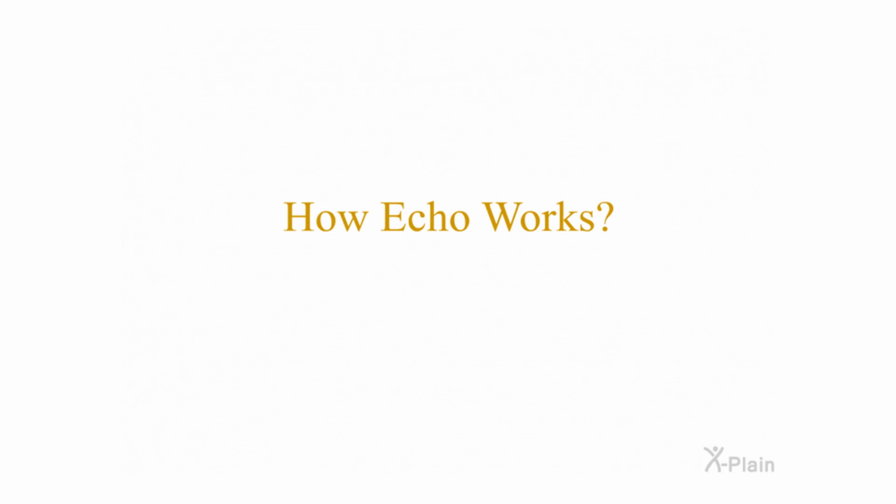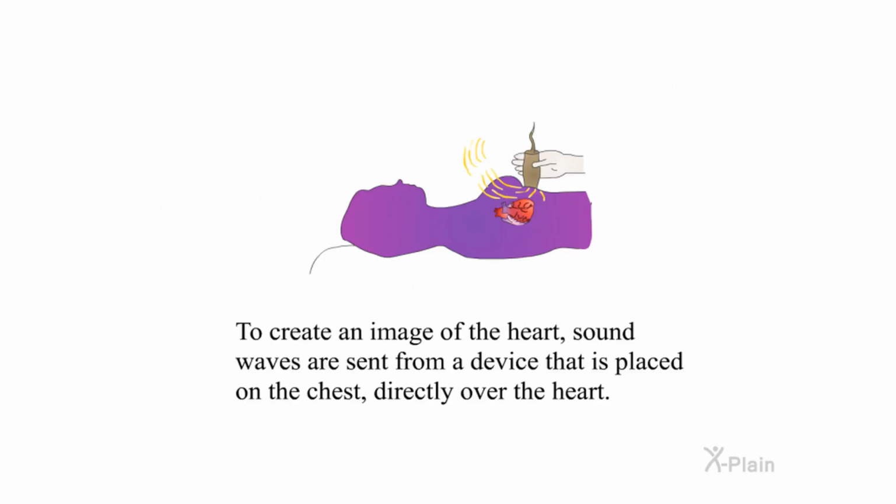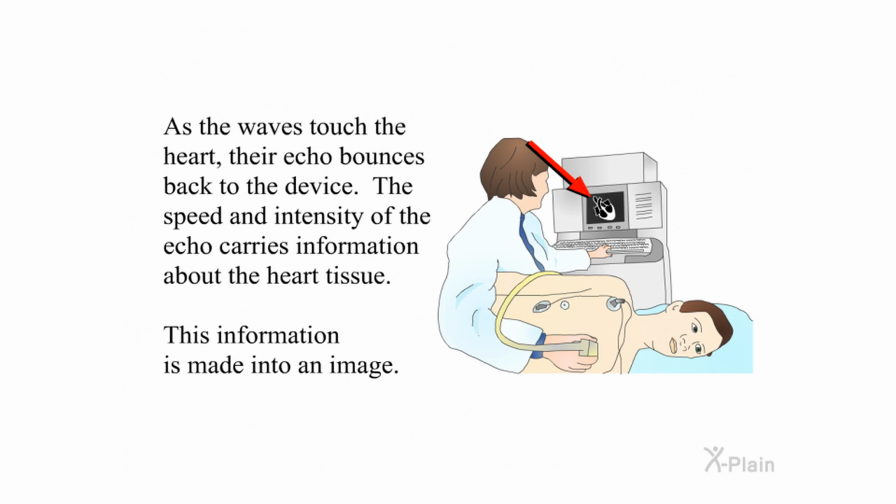How echo works. To create an image of the heart, sound waves are sent from a device that is placed on the chest, directly over the heart. As the waves touch the heart, their echo bounces back to the device. The speed and intensity of the echo carries information about the heart tissue. This information is made into an image.